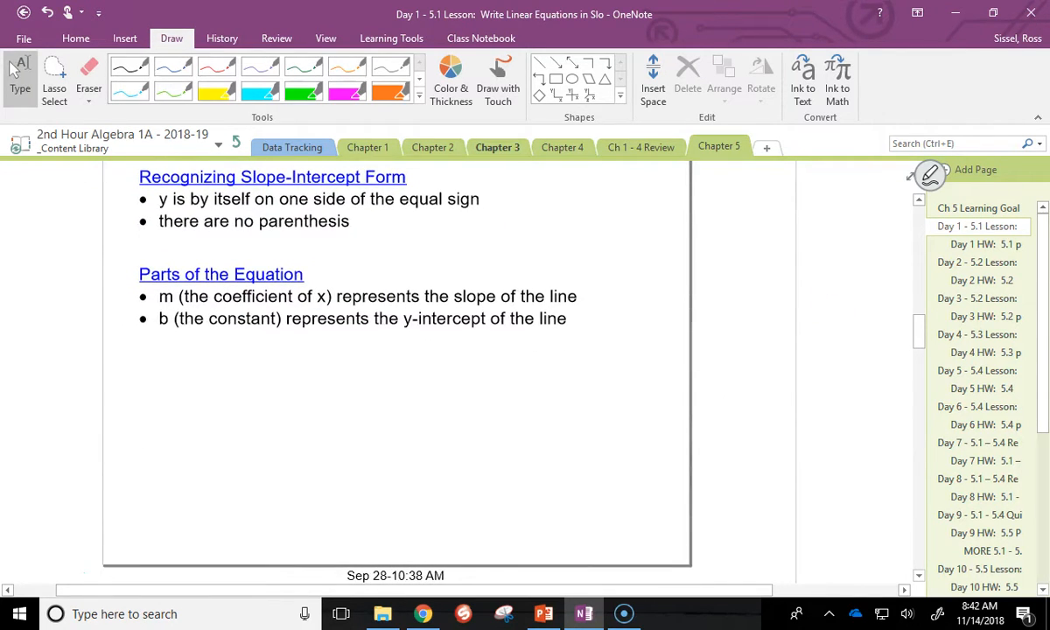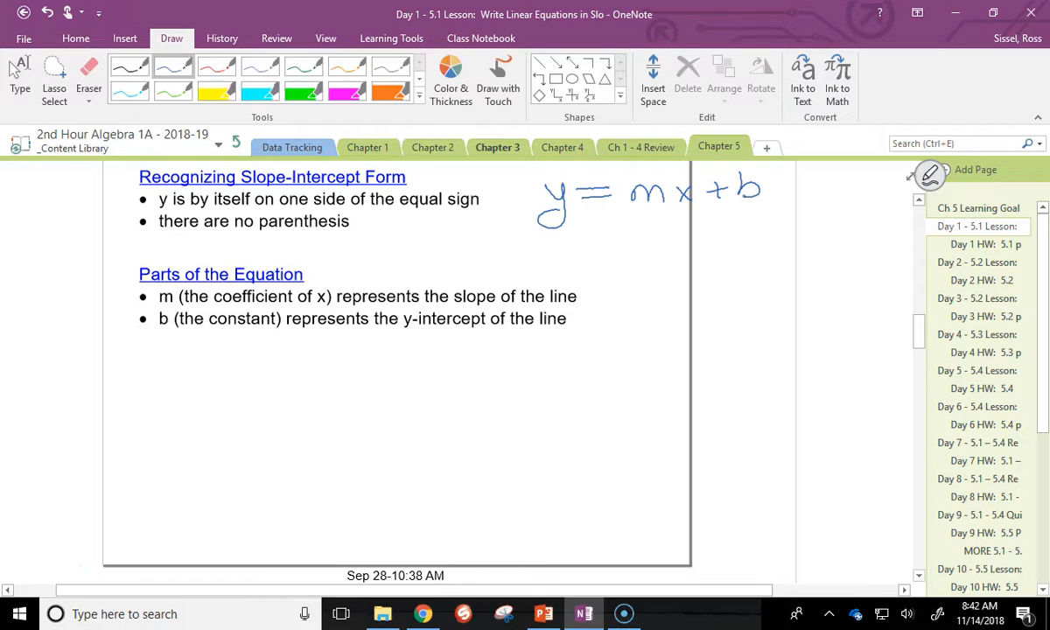Okay, the way we recognize slope-intercept form: y has to be by itself on one side of the equal sign. Y equals. And when we finish, we have no parentheses on the other side. Parts of the equation. We're reviewing this. This should be pretty easy for you.